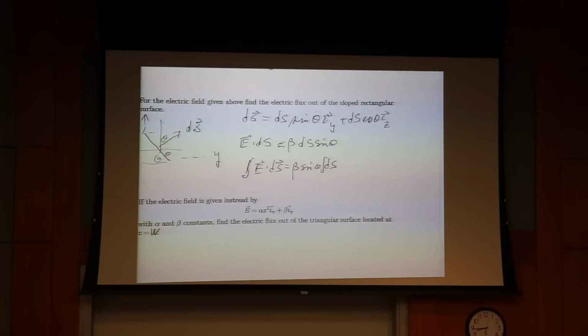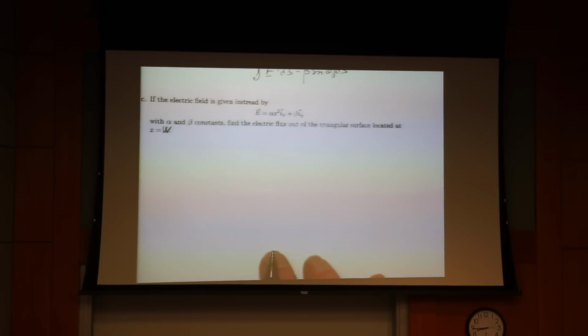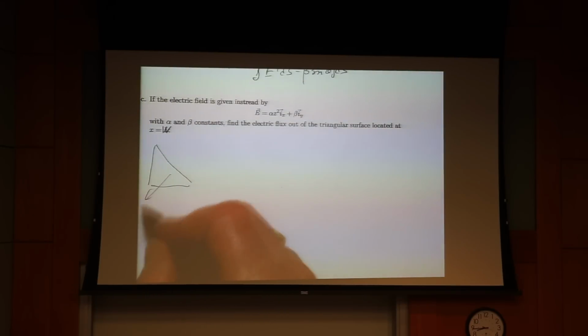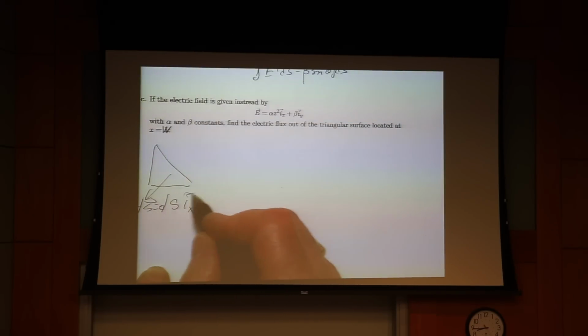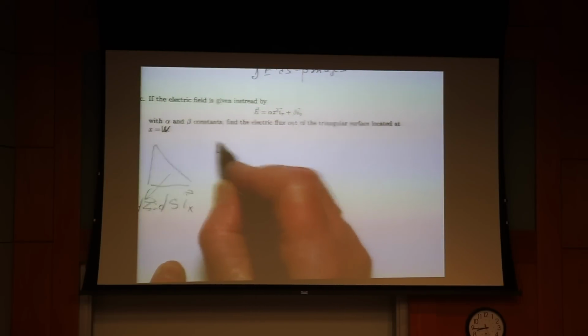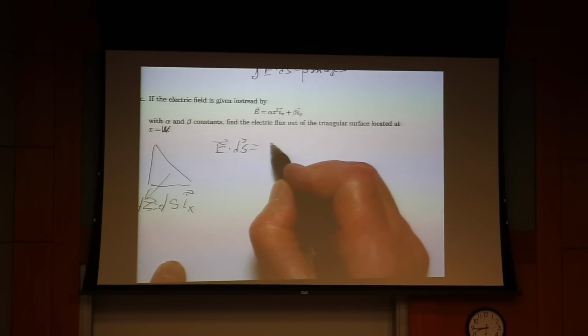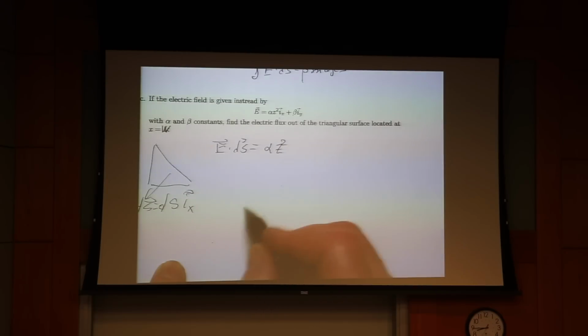The third part was a bit tricky. The third part said, suppose you had an electric field that varied in a different way. What is the trick? Once again, what's the ds vector? The ds vector will be its length times ix. What will be E dot ds? It will just pick off the x component of the electric field, alpha z squared ds. And now the trick is, what shall we take for ds?